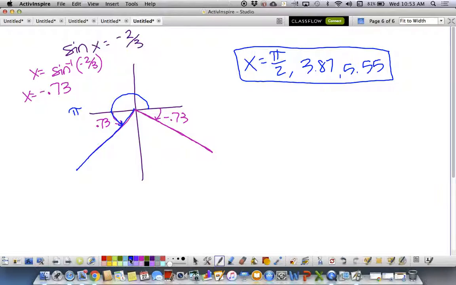And why did the first one only have one answer? Because between 0 and 2 pi, sine is only 1 once. In your curve, it hits 1 and it hits negative 1. But we didn't want negative 1. So once it gets back up to 1 again, it's out of our range.